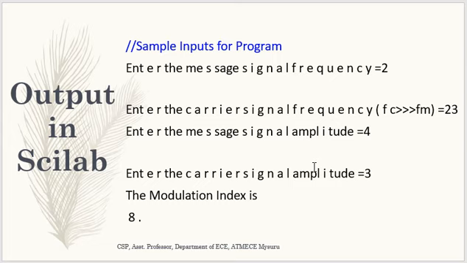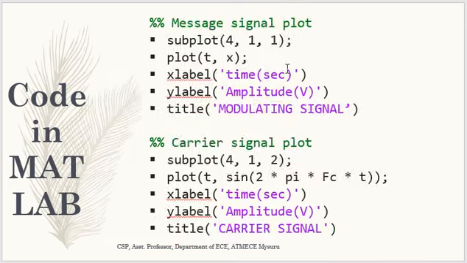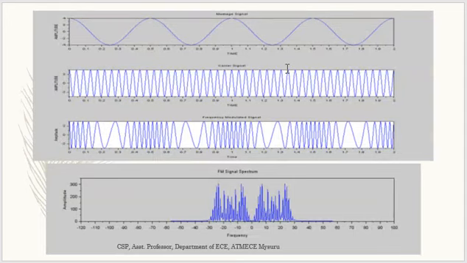Similarly, these are the sample inputs we are going to give and what we are going to get as the modulation index. Enter the message signal frequency as 2. We'll show in a demo how to run this program. Enter the carrier signal frequency as 23, which is much higher than that of m of t, the message signal amplitude is 4, the carrier signal amplitude voltage level is 3, and the modulation index is 8. After doing this, we are going to obtain the output like this. This is the output we are going to obtain.